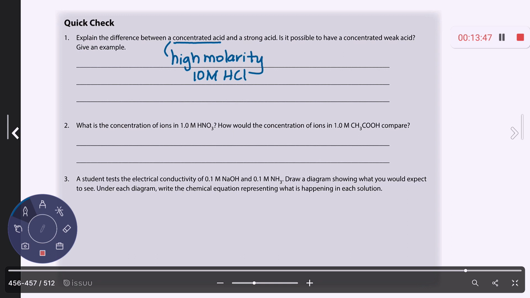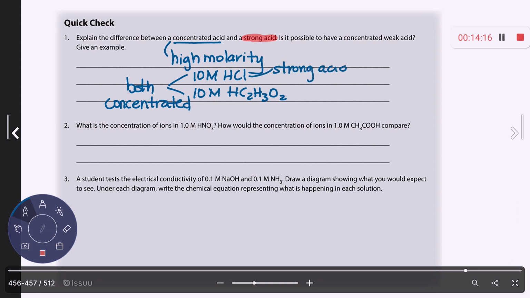Okay, now let's talk about what a strong acid is. Could I have a concentrated weak acid? Yes. Yeah. Couldn't I also have 10 molar acetic acid? Okay, so both of these would be considered concentrated acids, but HCl would be my strong acid, and then acetic acid would be the weak acid. So it's totally possible to have a concentrated weak acid.